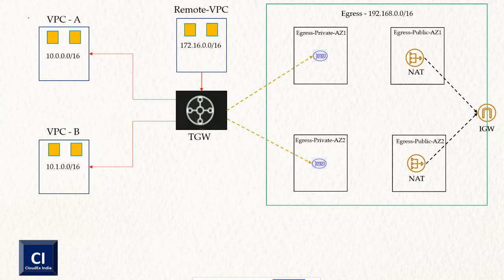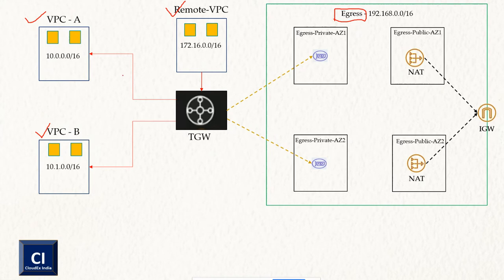Under this design, you can see I have VPC A, B, and a remote VPC, which I use to deploy virtual machines, databases, or other AWS resources. On the other side of the Transit Gateway, I have an egress VPC, which I will use to route all internet traffic from VPC A, B, and the remote VPC.